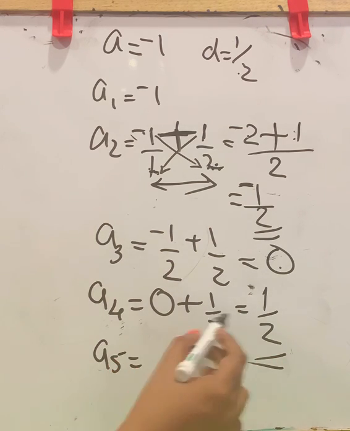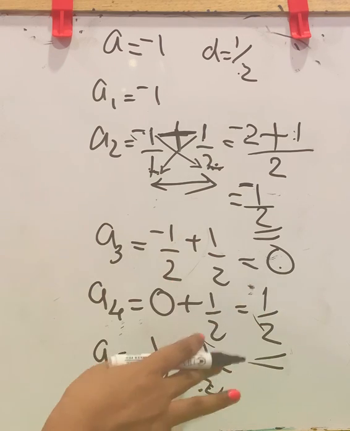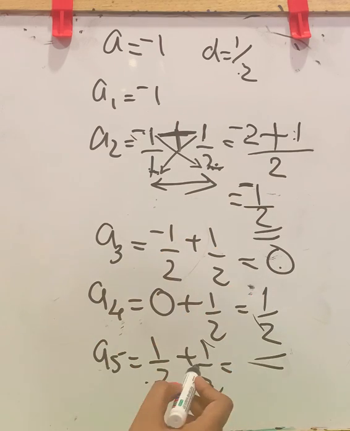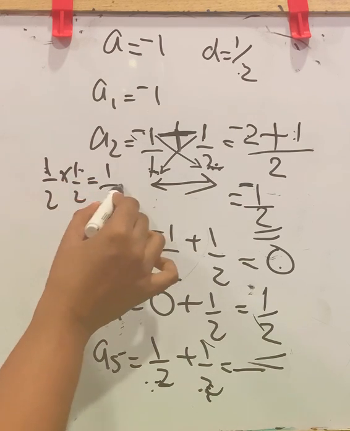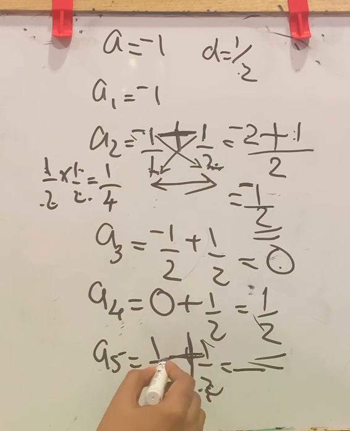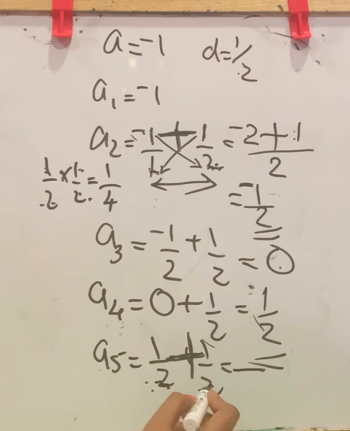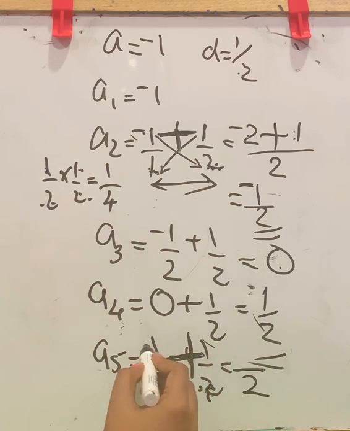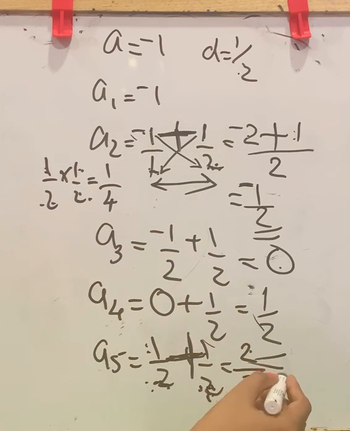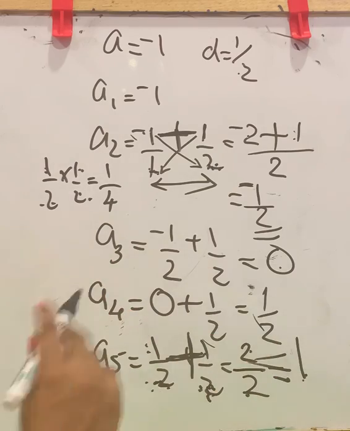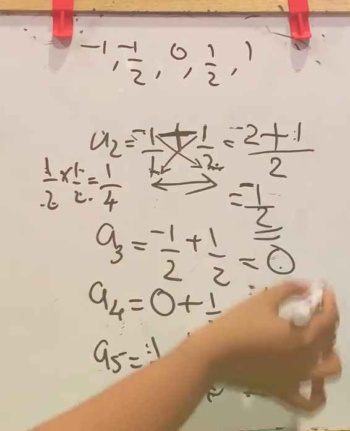Now, if you need A5, this is the fourth term, 1 by 2 plus 1 by 2. Denominators are same. No need of cross multiplying or finding LCM. Here, denominators are same. So, you can directly add it. Directly add it means don't add denominators. If it was 1 by 2 into 1 by 2, then you can multiply numerators and multiply denominators. But in the case of addition, don't add denominators. Make denominators same and copy that denominator to the result. Here denominators are same, 2. So copy it, write it here, 2. Now add the numerators only, 1 plus 1 is 2. And you know, if numerator and denominator are same number, the result is 1. A5 or fifth term is 1. So what is the AP here? Minus 1, minus 1 by 2, 0, 1 by 2, 1, and so on.